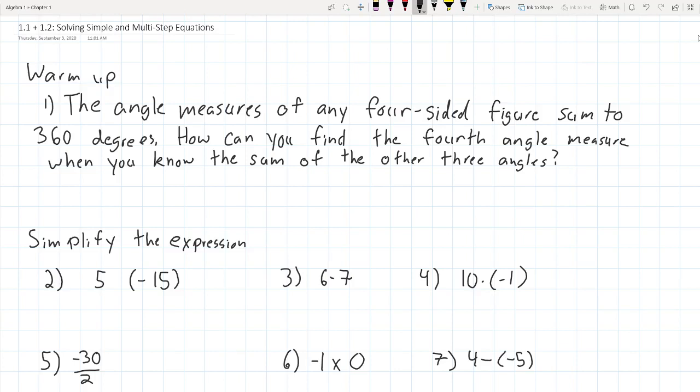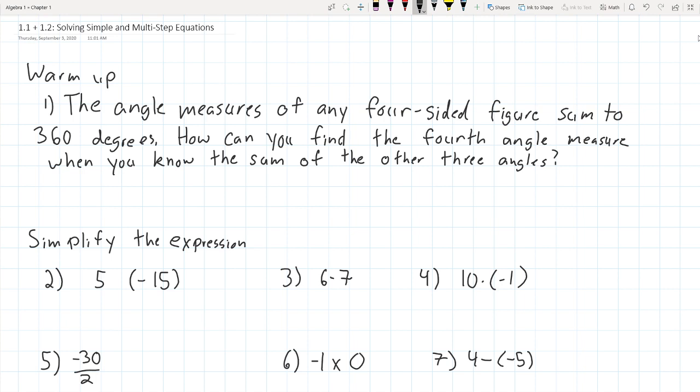This is the Chapter 1.1 and 1.2 Solving Simple and Multi-Step Equations warm-up. Warm-up for today. Number 1, the angle measures of any four-sided figure sum to 360 degrees. How can you find the fourth angle measure when you know the sum of the other three angles?